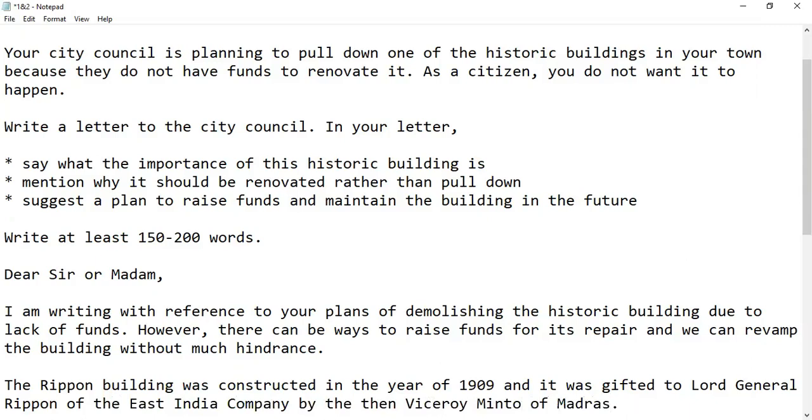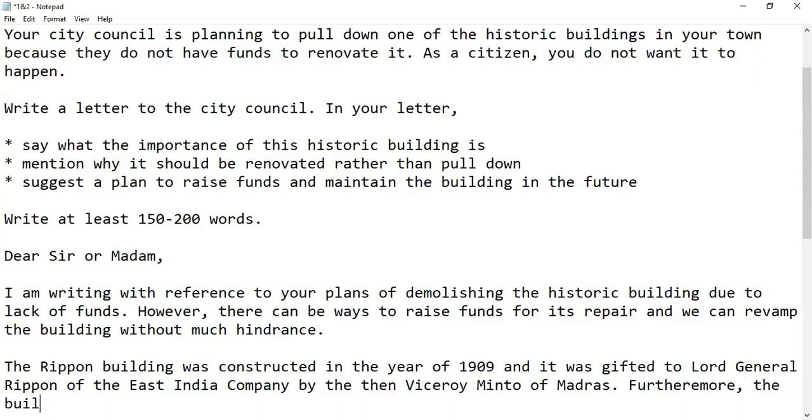But Lord General Ripon was the general of the entire fleet of army of the East India Company, you can say. But Viceroy Minto was just the Viceroy of Madras. But General Ripon was the one to whom everybody was reporting. Anyway, I have a little bit of information. You can also gather some information from somewhere and start writing. Can you not give such information? Yes, you can generally write even if you do not have any information. You can simply talk about some building at least, because otherwise you will not have information.